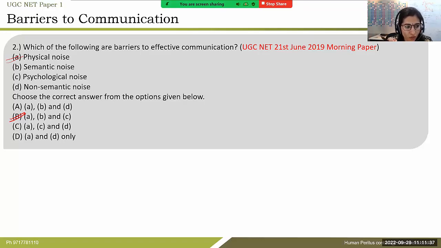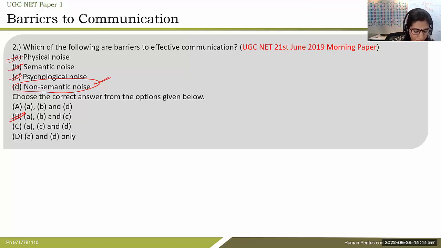So physical noise is already a barrier, semantic noise is also a barrier, psychological noise is also a barrier, but non-semantic noise, actually this is also a very absurd term because non-semantic noise can include so many things, and this is specifically not given anywhere as a barrier as well. So this is not the correct option, and accordingly option number B is the correct one.